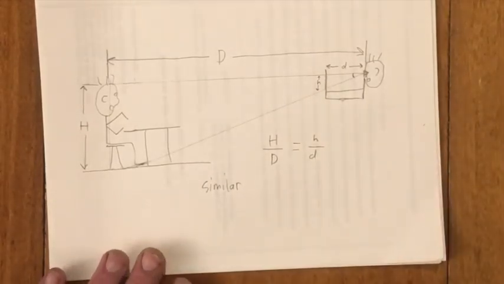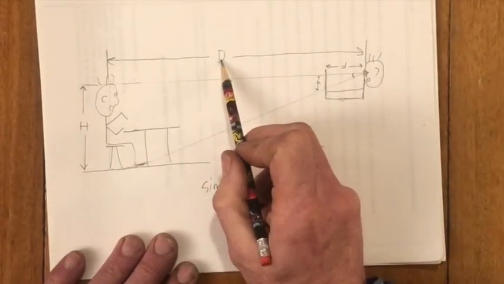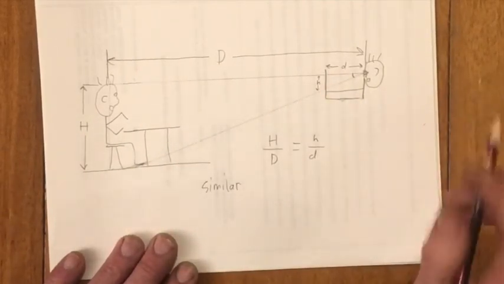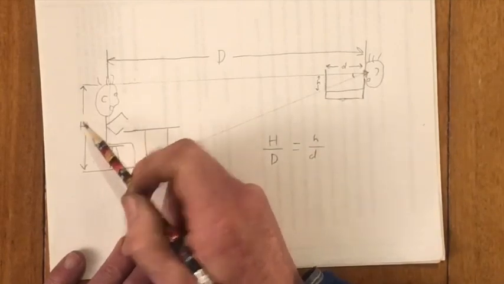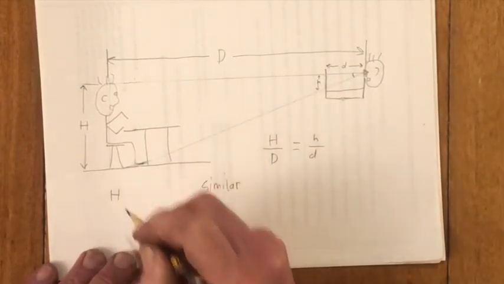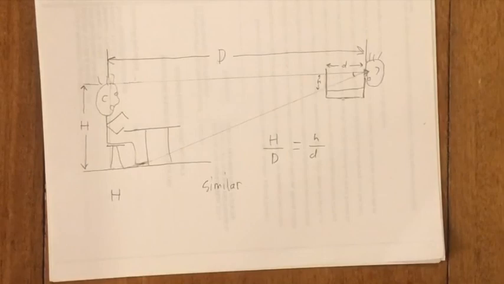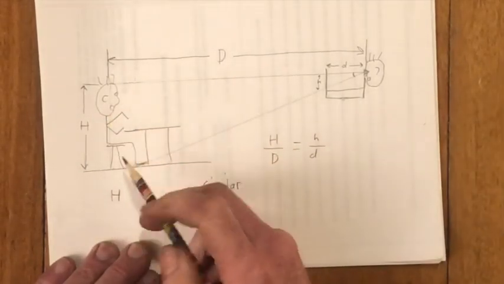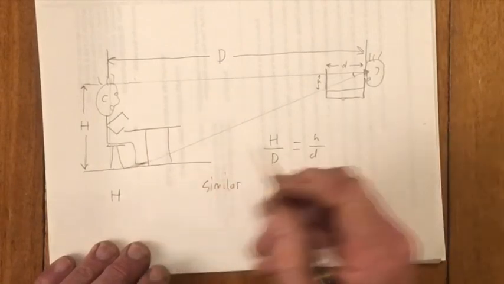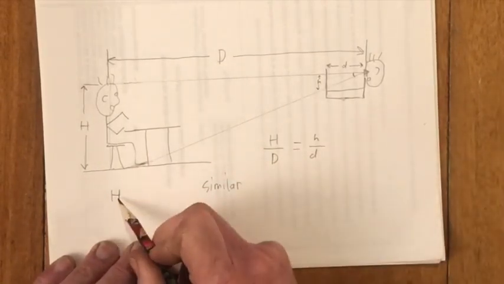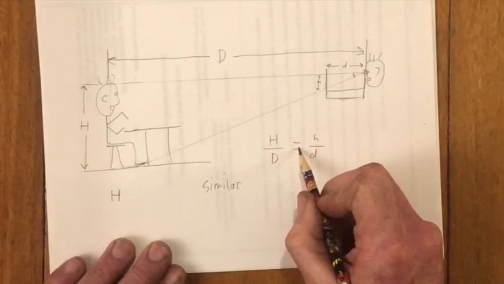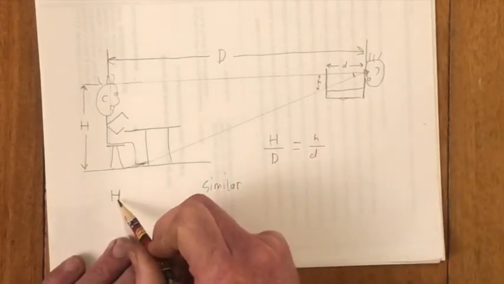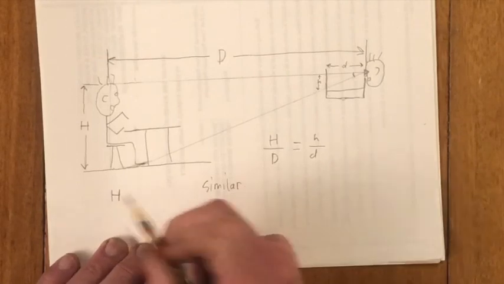So now we measured all those things. We measured big D, big H, little d, and little h. But let's say that we didn't know H. We'll say H could be the thing we didn't know, how high the person was. And so you could find H by using this proportion. If you knew big D, little h, and little d, you could find H. So that's what we'll do.